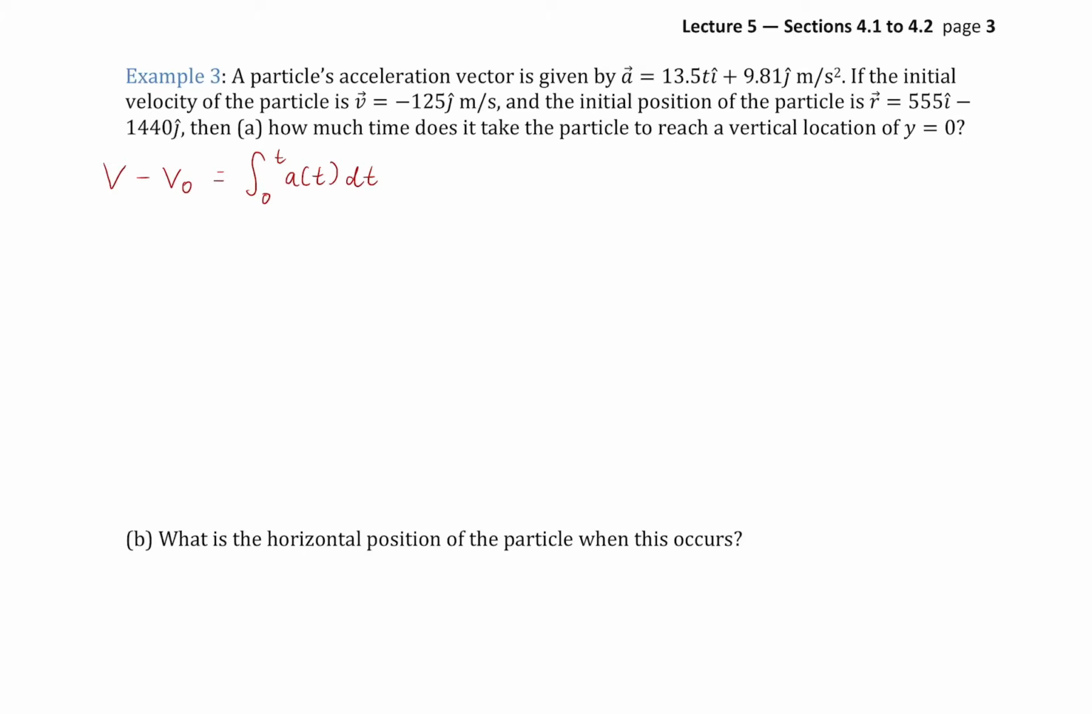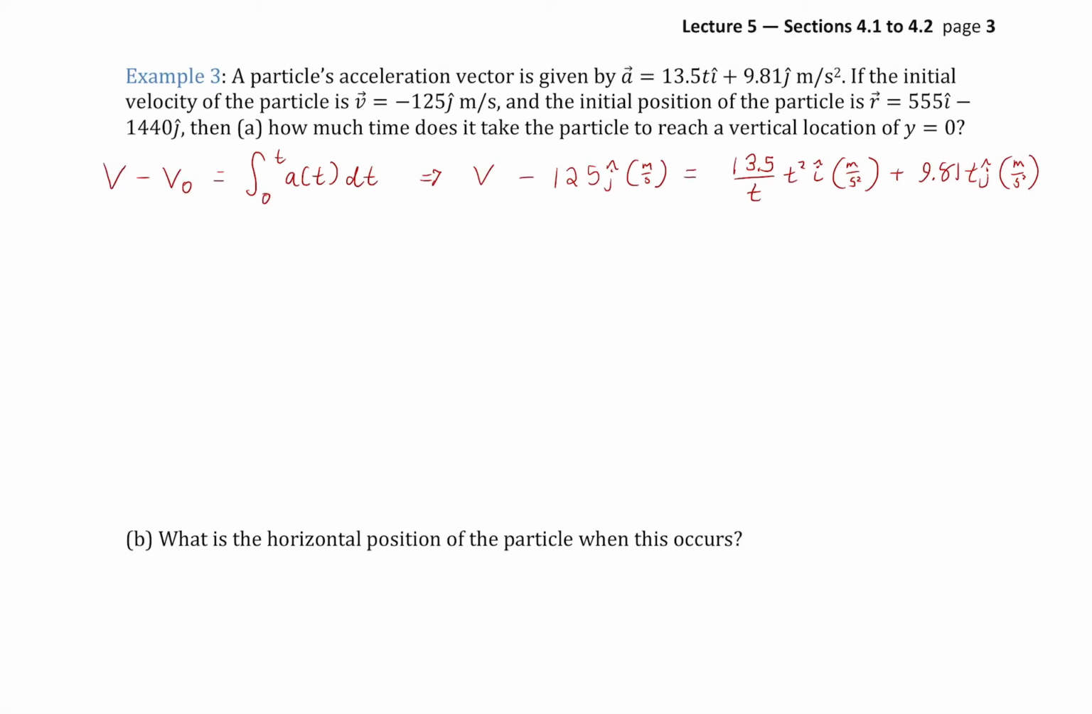Okay, so here we're just going to acknowledge basically the definition of velocity. That v minus v naught is equal to the definite integral evaluated from 0 to t of the acceleration function integrated over time. And then we're just going to use that to find our velocity function.